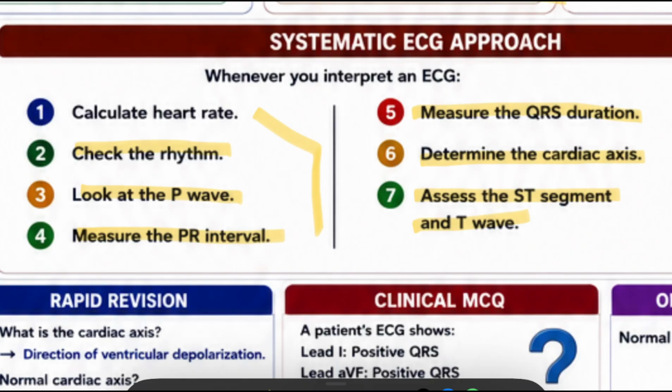Good, congratulations. So today you learned how to identify the normal cardiac axis using the simple lead 1 and lead AVF method. So in day 11, we will learn about left axis deviation, including its causes, ECG findings, and important clinical conditions.